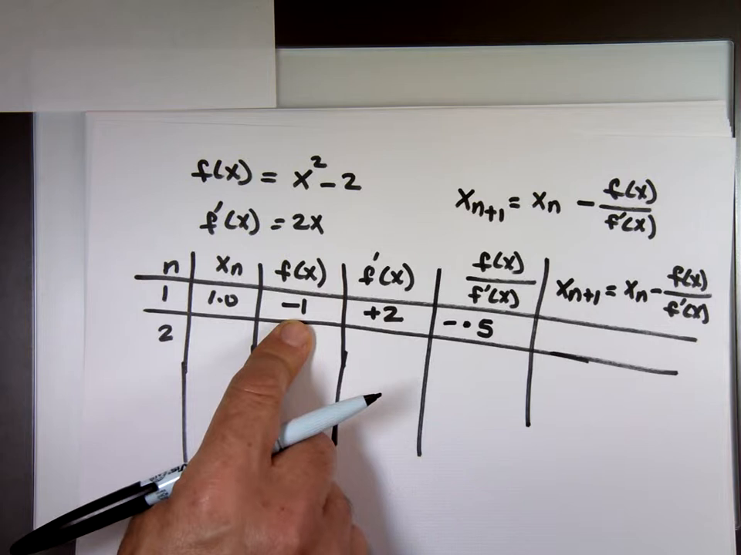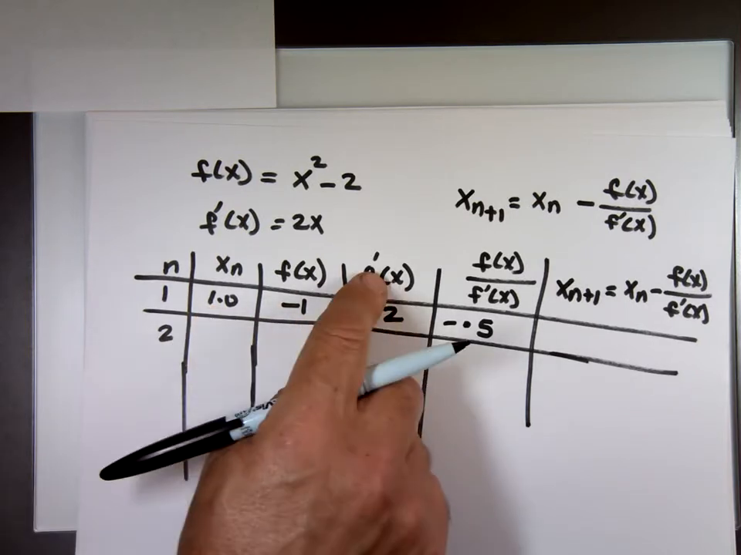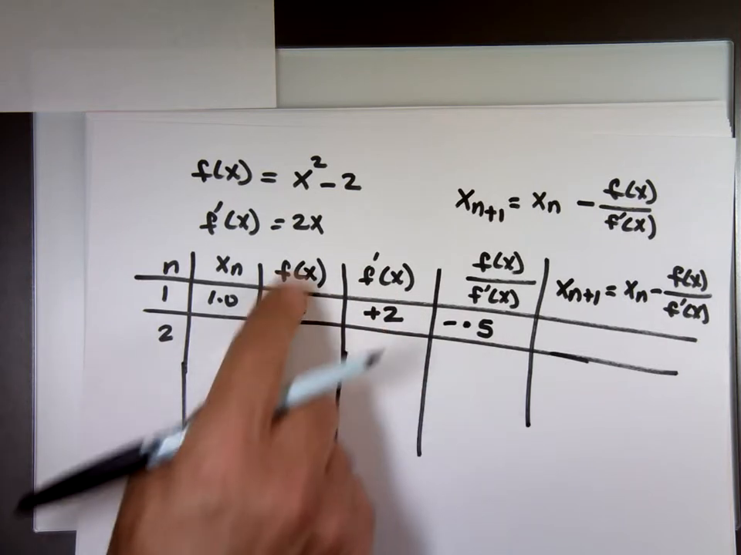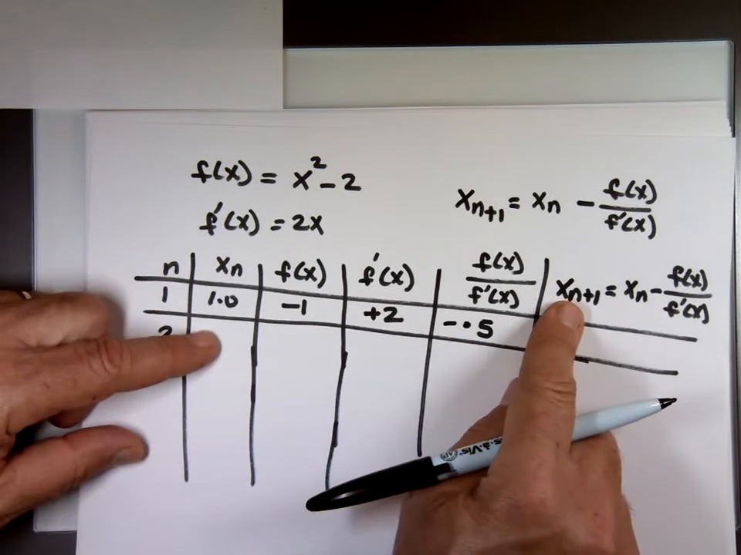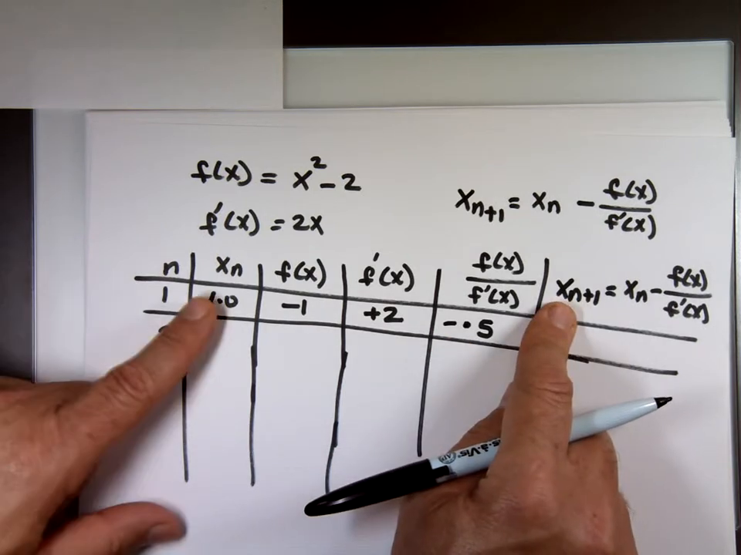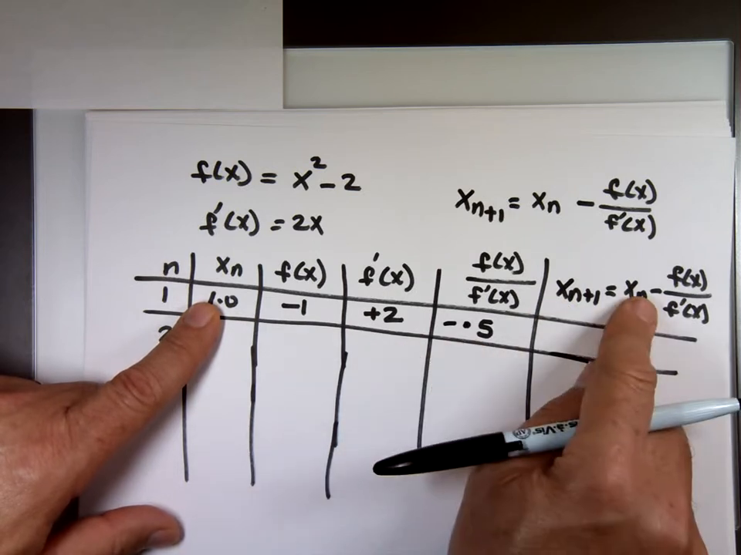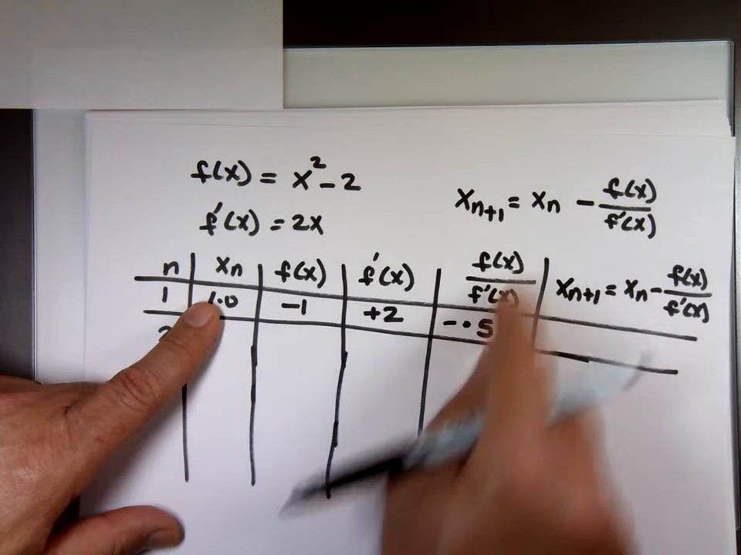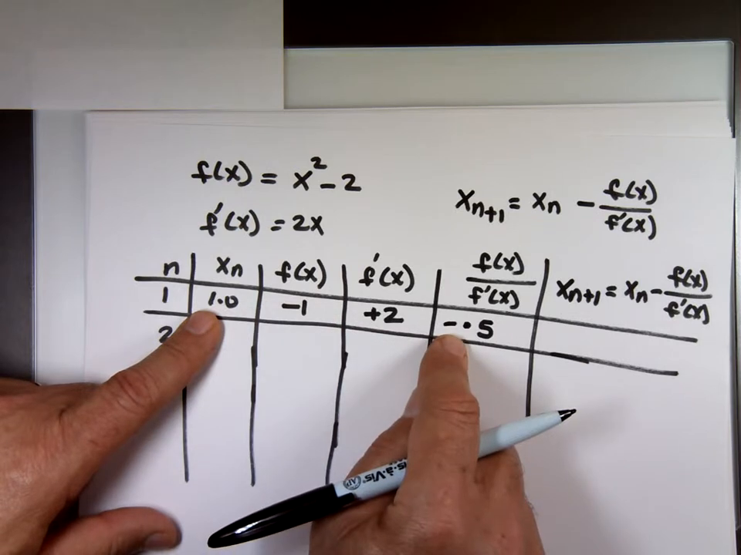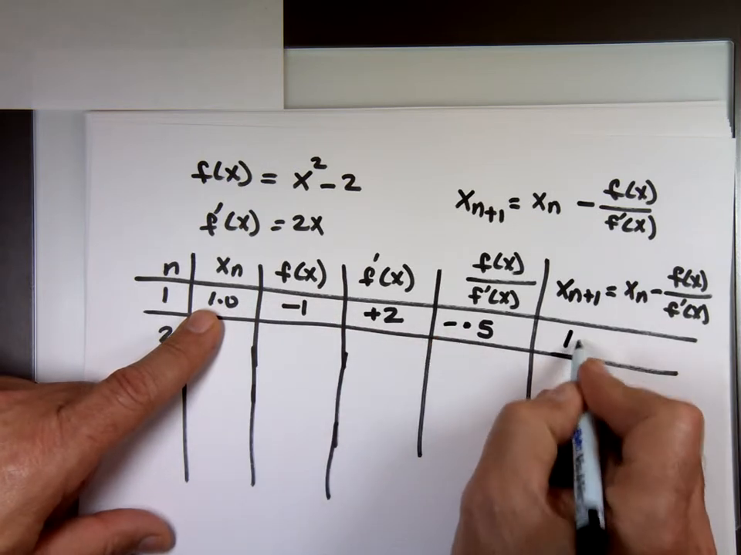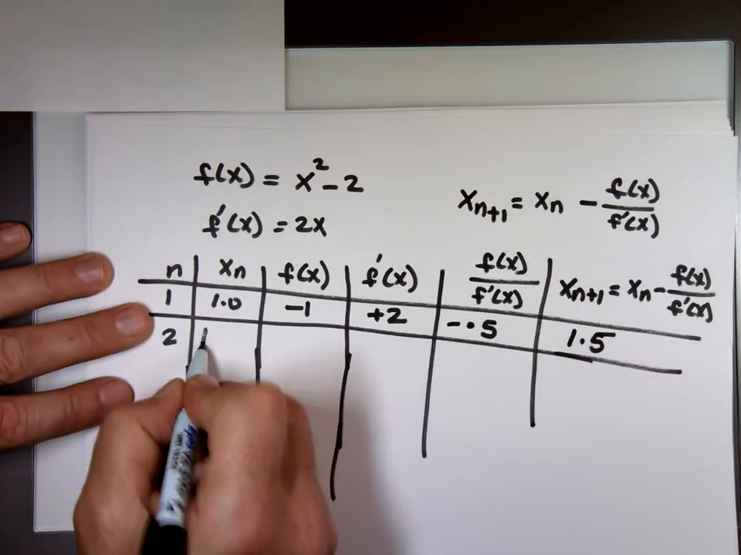So I'm trying to find what the next number is. To find the next number, I need the derivative at 1. The derivative at 1 is 2. Divide the two numbers, that's negative 0.5. So the next number should be, that's what this one is saying, xn minus this answer. What's xn? 1 minus a negative 0.5, that will make it what? 1.5. Now let's try the 1.5, see if that's a solution.